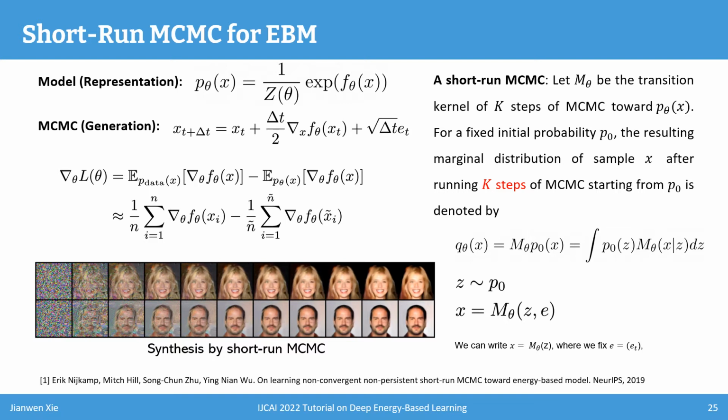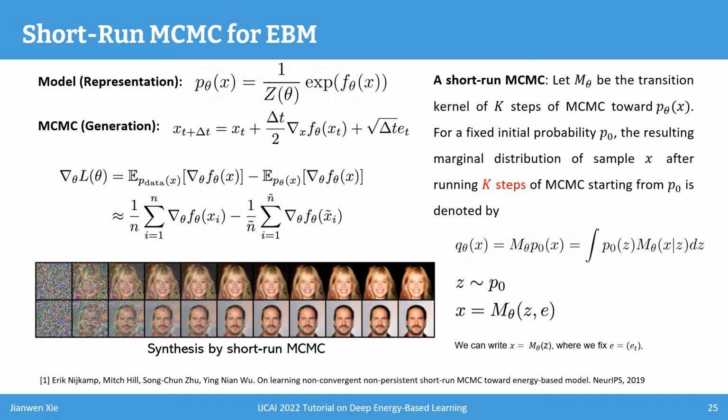To use a short-run MCMC, we initialize the Langevin dynamics from a fixed initial probability P0 and run a fixed number of k steps. The resulting marginal distribution of sample x after running k steps of MCMC starting from P0 is denoted by Q of x. Since the short-run MCMC is non-convergent, Q of x is not equivalent to the target distribution P of x, and x is highly dependent on its initialization.